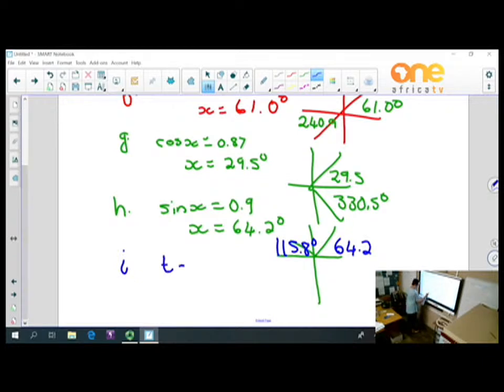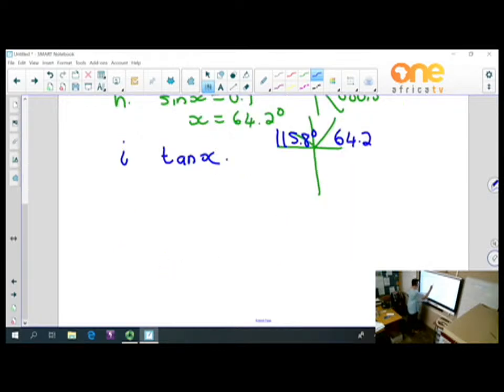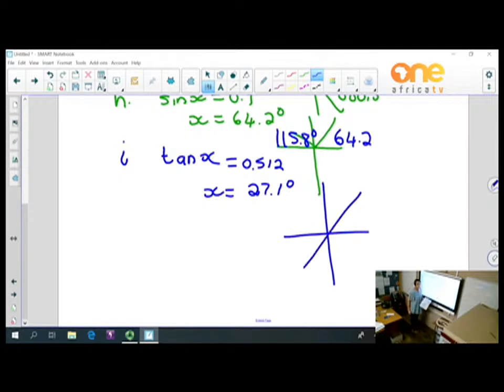And then the last one, number I, tan x is equal to 0.512. Second function tan, what is the size of the angle? 27.1 degrees. And then where is tan positive? In those two quadrants. So this one is 27.1, and this one will then be 180 plus, which is 207.1 degrees. So this is then the question on CAST.